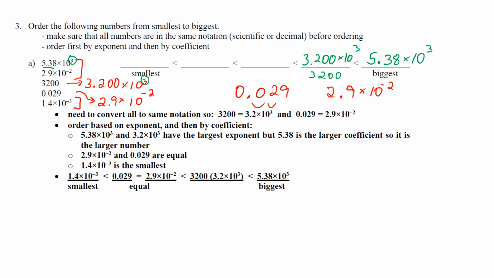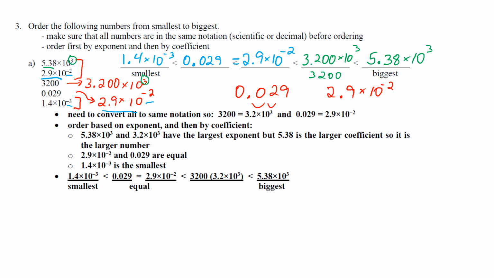Now, if I look at the rest, I have negative 2 here, negative 3 here, and negative 2 here. Both these are negative 2, here and here. And notice they're both the same number. Once we converted from decimal form to scientific notation, these ended up being the same. So this was a little bit of a trick question. These 2 numbers are the same. And then the smallest one is the one that is to the negative 3.